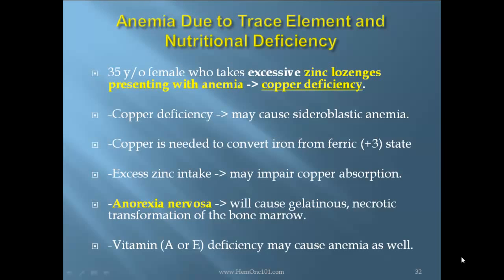Also important to note, anorexia nervosa will cause gelatinous transformation of the bone marrow, which will lead to anemia. And vitamin A and E deficiency may cause anemia as well.